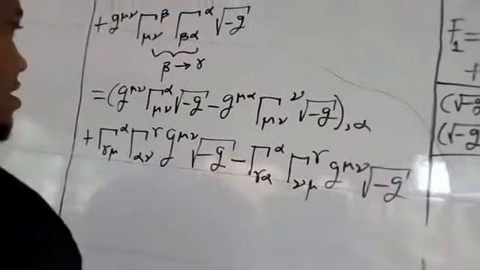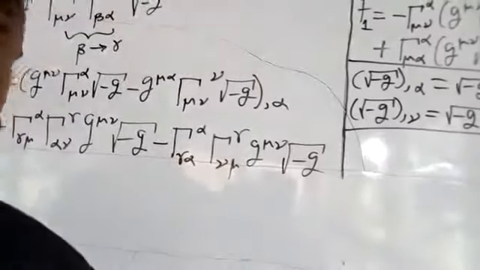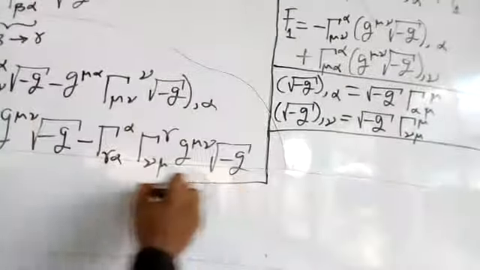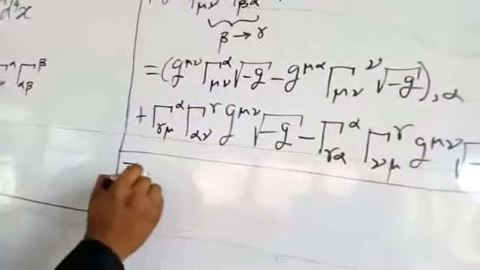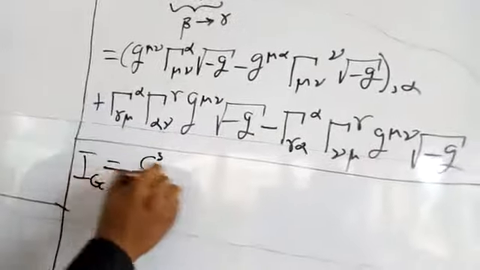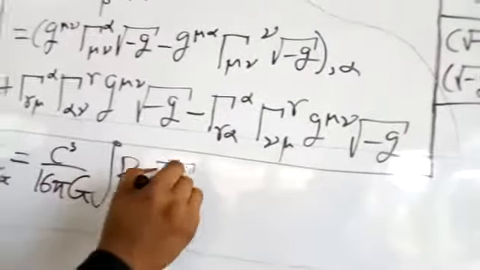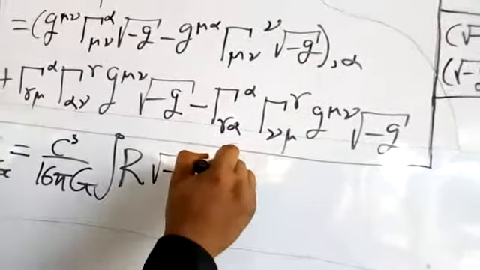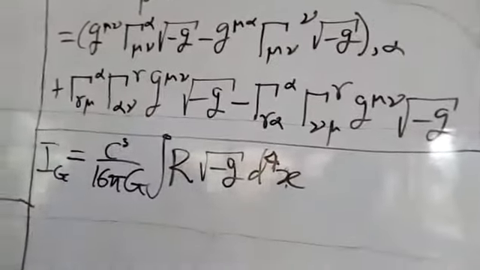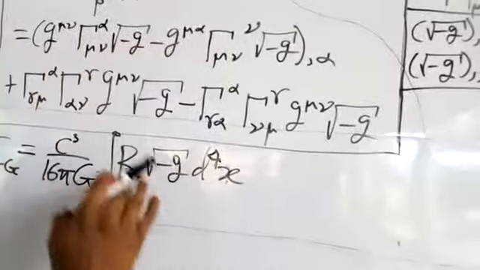So of course the next and very simple thing that we will have to do is to substitute this back into our original expression for the action. The integral then is given by I sub g equal to c cubed all over 16 pi G, the integral here of R. Okay, so all we have to do is to substitute this for that in this expression.